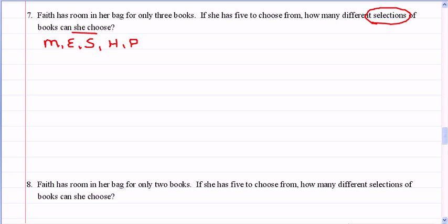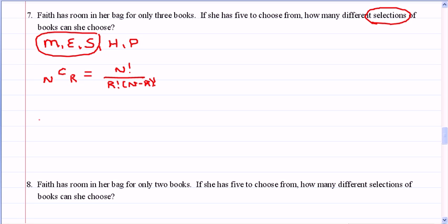If she were to choose the math, English, and science book to take with her, it doesn't matter the order that she chooses the books in, they're going to be placed in her bag. So since the order that she places them in the bag doesn't matter, this is a combination. So in a combination, we have nCr, and the formula is n factorial over r factorial, and then times the difference of n minus r factorial.